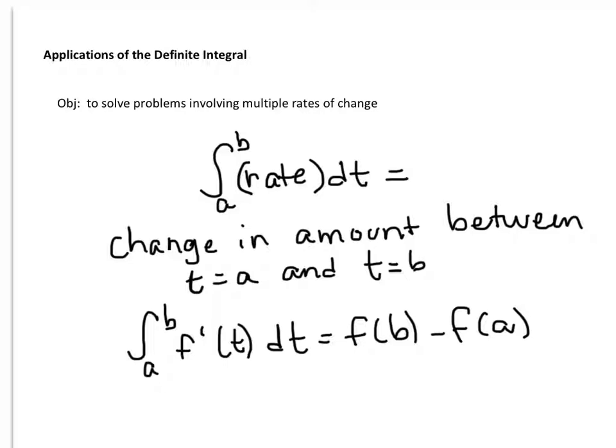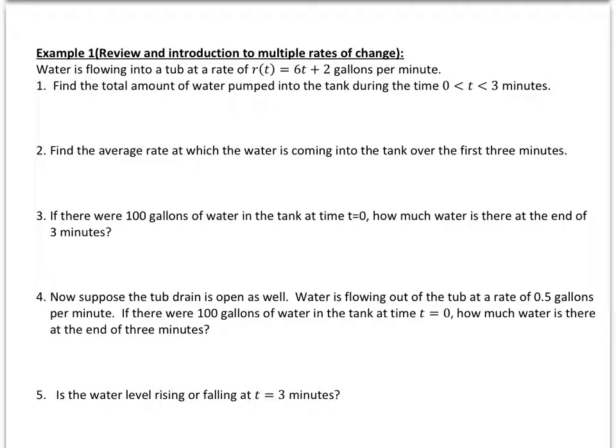Okay, let's look at our first example. Here we have an example starting out with just a single rate of change: water is flowing into a tub at a rate of 6t plus 2 gallons per minute. So questions 1, 2 and 3 we would have talked about yesterday. Take a moment and see what you can do with those three, and then I will go over the answers with you.